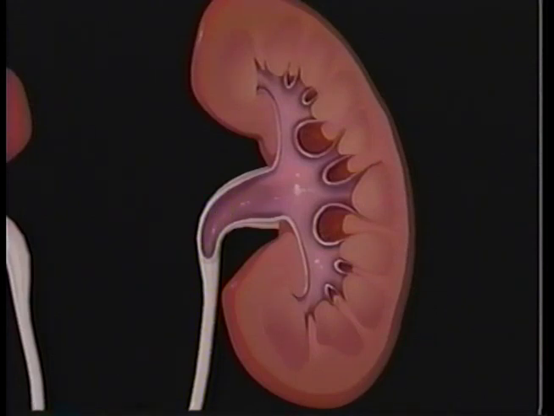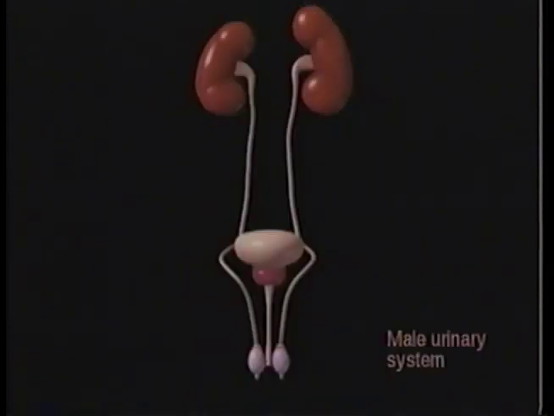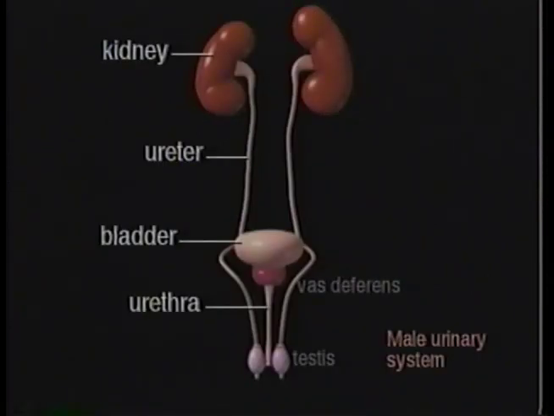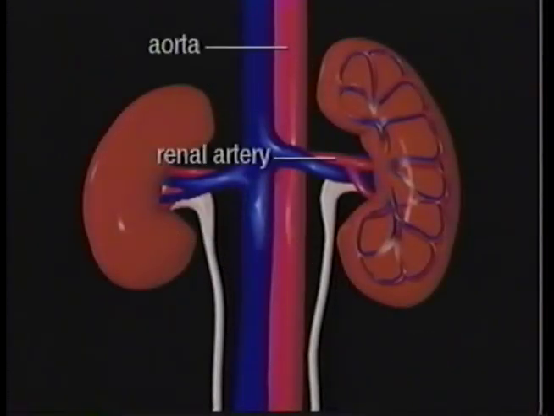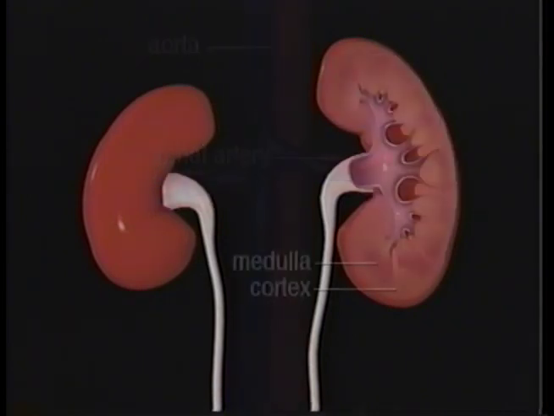The combination of water, ions, and waste leave the kidneys as urine, which flows through the ureters and into the urinary bladder, which will store the urine until it passes out of the body through the urethra. A renal artery supplies each kidney with blood. The blood is distributed to over 1 million nephrons, the functional units of the kidney.